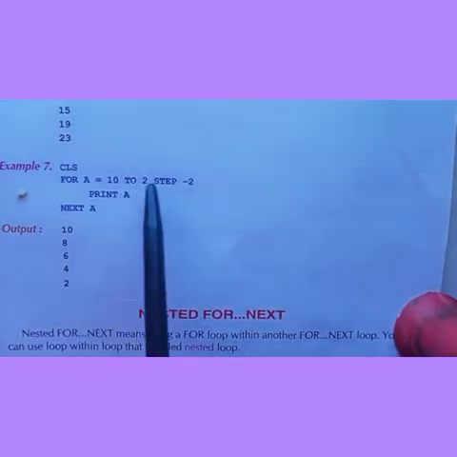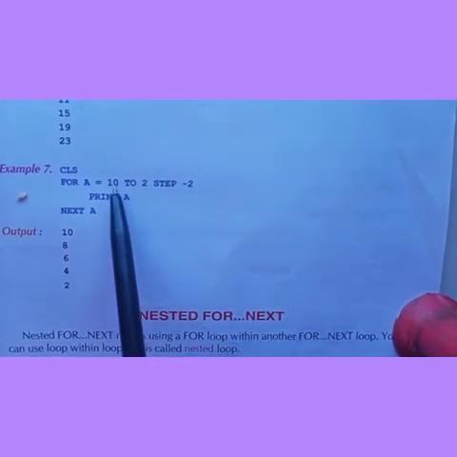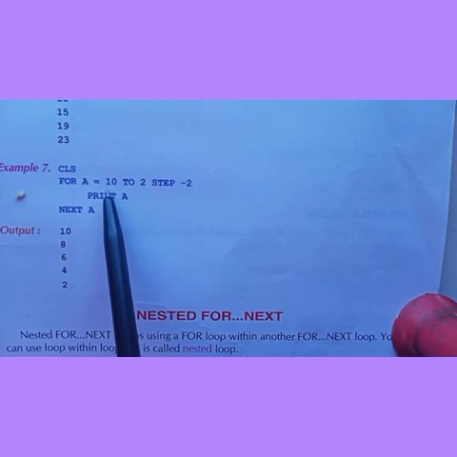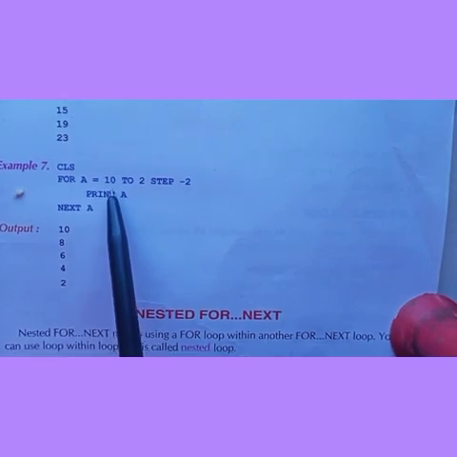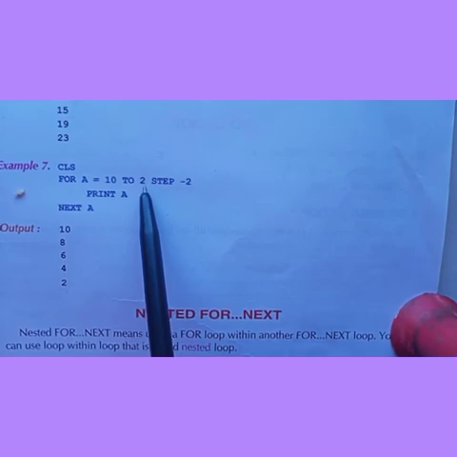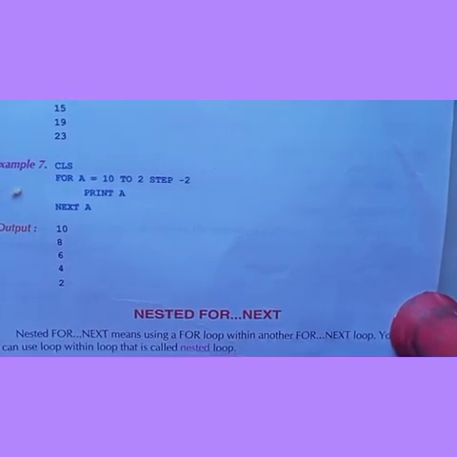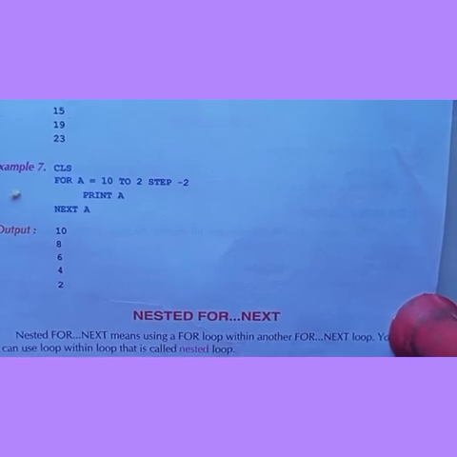Everything is the same except that we have changed the step value to -2, and here the highest value will come first, that will become the initial value, and the lowest value will become the final value. So you can make it step -2, step -3, as many steps as you need to decrease.